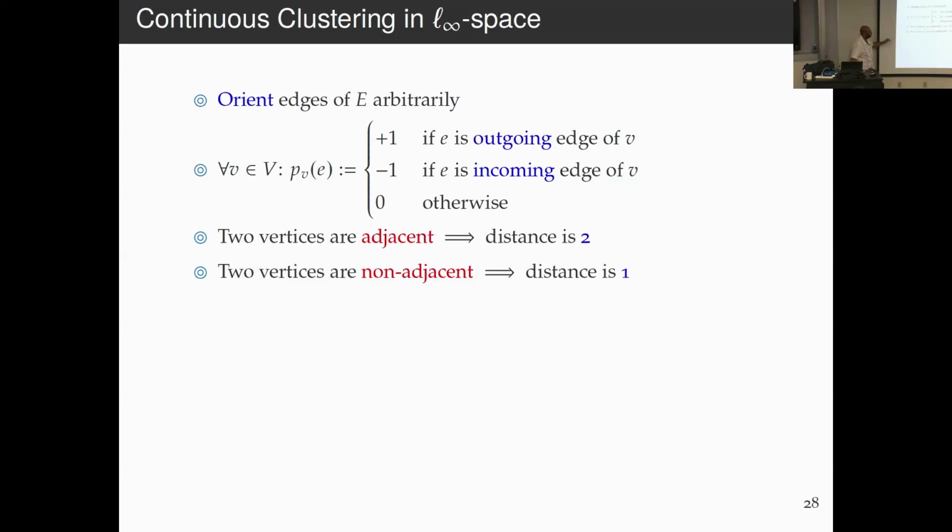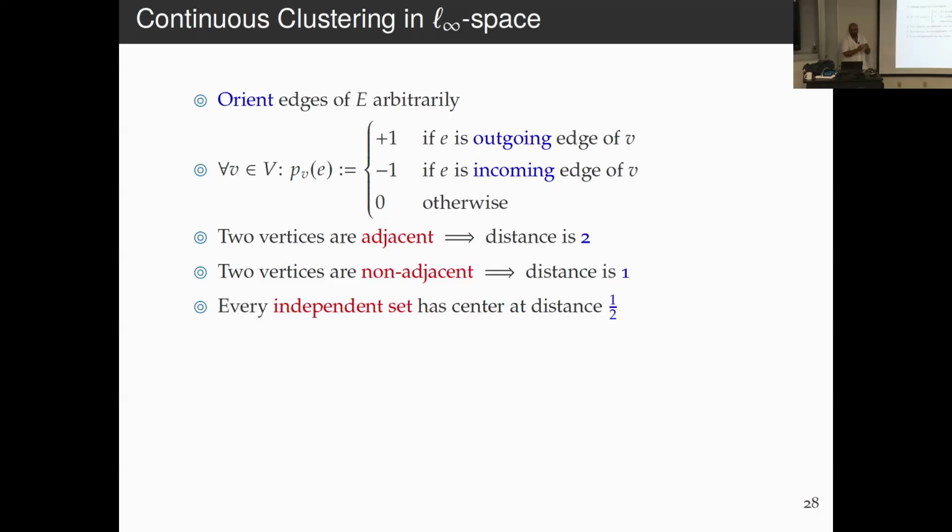Now let's make some simple observations. Suppose 2 vertices are adjacent, right? So they have an edge. Then on the coordinate in which they are adjacent, one of them will write +1, the other will write -1. So their L infinity distance is 2. And if 2 vertices are not adjacent, then on every coordinate, only one of them will write a non-zero entry. So their distance is 1. Okay. Good.